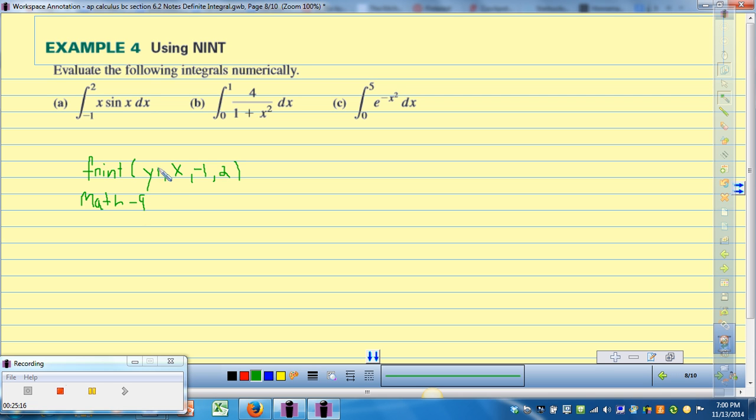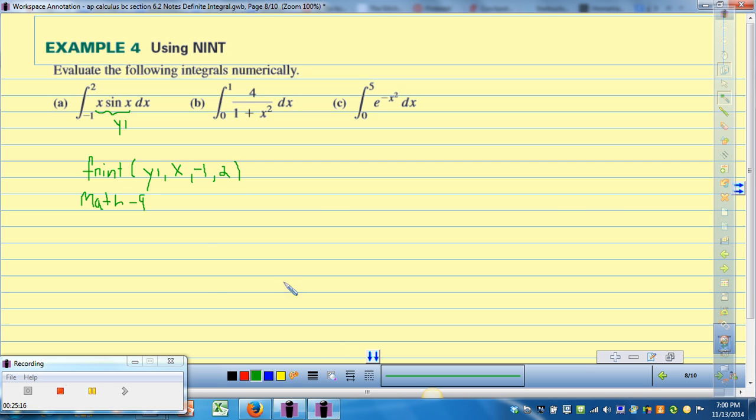What I have here is y1, so my suggestion is that you put the integrand into your y1, just so you don't have to keep typing that same function over and over again. So we have y1, comma x, that means with respect to the variable x. Then we have another comma from -1, that's the lower limit of integration, to 2, the upper limit of integration. And that's all you would need. You would hit enter and it would be able to calculate your definite integral.